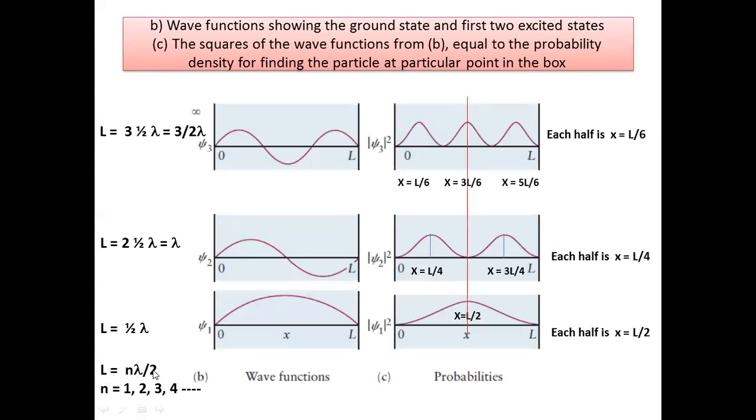The length would be n lambda over 2, where n is any of the energy levels, which may be 1, 2, and 3, and so on. If you want to get the value of lambda, just rearrange this equation, and you will find that lambda will be equal to 2L over n.